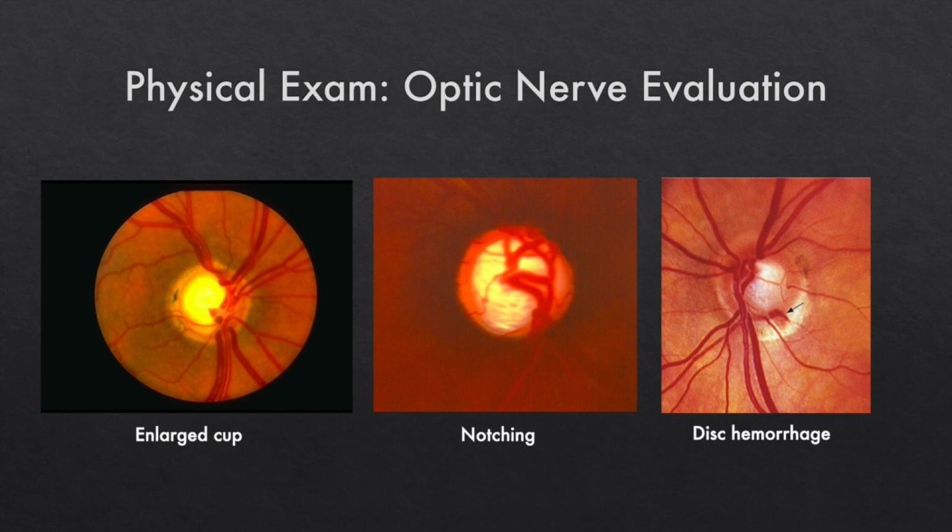The optic nerve can show signs of glaucoma in a number of ways. Most commonly, there is diffuse enlargement of the cup, the central depression in the optic disc. There can also be notching, which is focal enlargement of the cup, as seen inferiorly in the center image. Nerve fiber layer hemorrhages can also be present. This is more commonly seen in normal tension glaucoma and can be a sign of progressive disease.